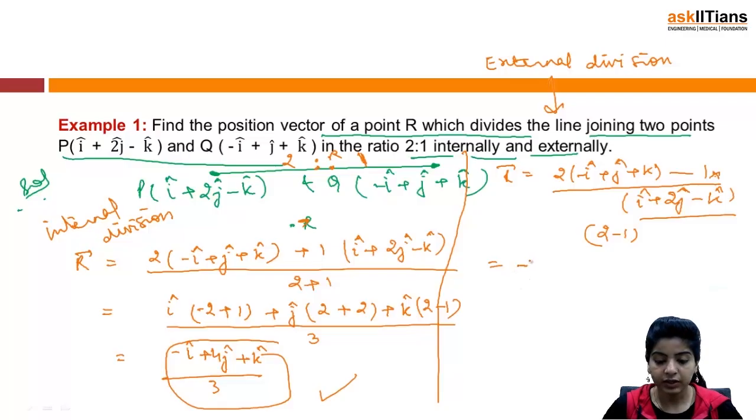So this gives me minus 3i minus k. This is the required answer. So see, the section formula is quite simple and even its application is also simple.